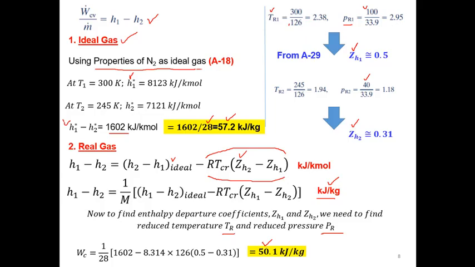If we compare, in the case of ideal gas this was 57.2, whereas the actual or real behavior gives the value of 50.1 kilojoule per kg. So almost 7.1 kilojoule per kg. This is a huge difference, right? So you can see the impact on how the calculation varies if we change from ideal gas behavior to real gas behavior.